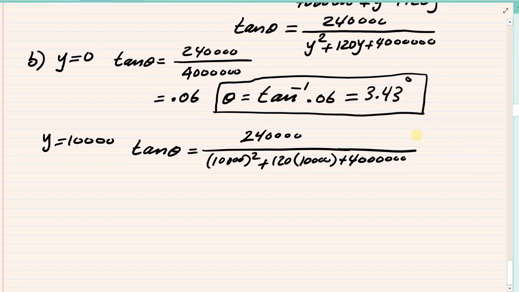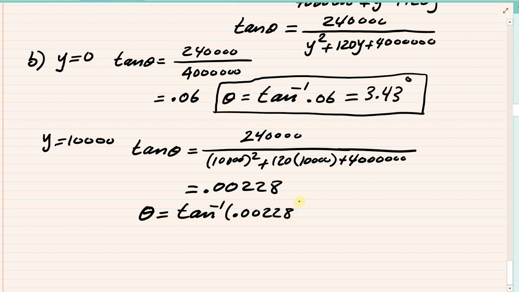Okay, now let's see this. The computation for all of this, let me do it on my calculator. Okay, so I did the computation and I got 0.00228. Then if I take again the arctangent of 0.00228, a very small number, that answer is going to be about 0.13, and that's going to be in degrees.